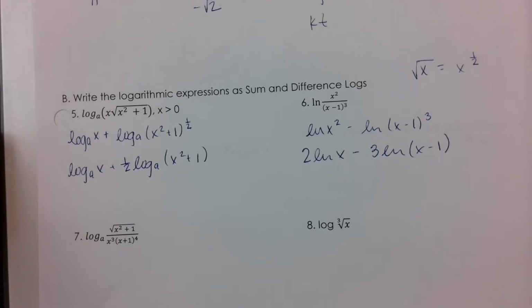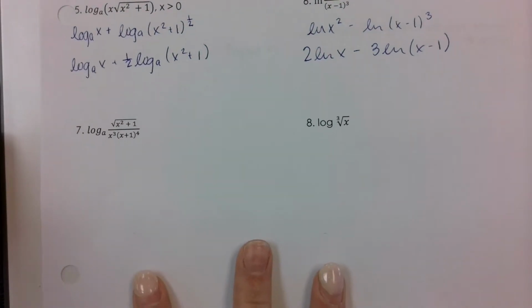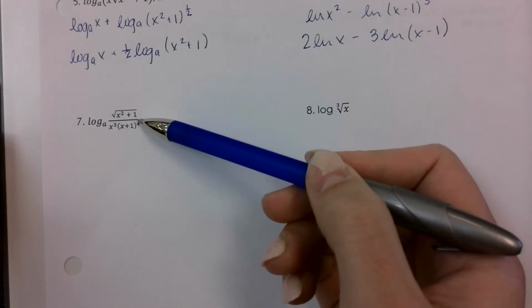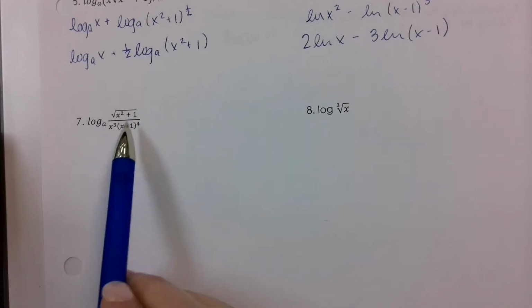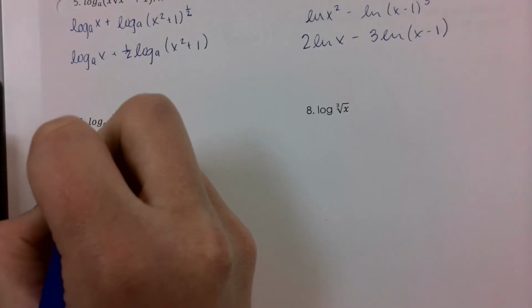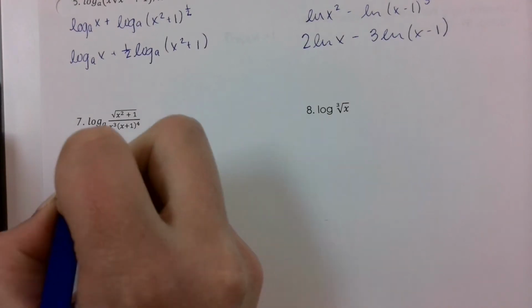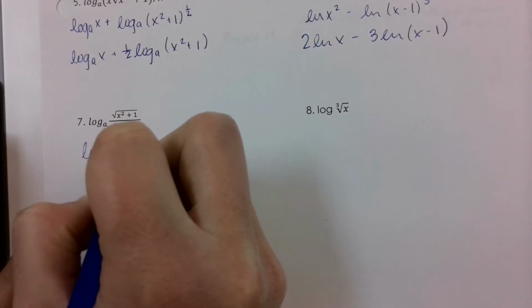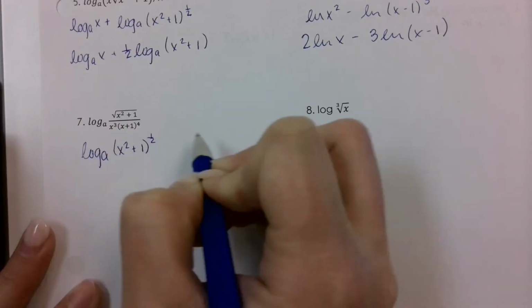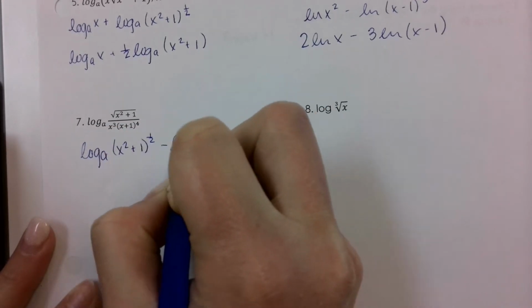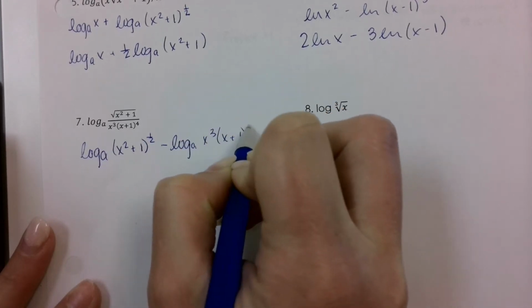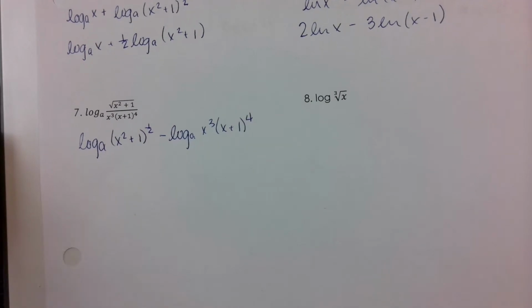Alright, so moving right along to number 7. We have a lot more going on here, but it won't be bad. We're going to go ahead and do the division part first. So we'll do the numerator minus the denominator. I'm going to go ahead and rewrite that square root as the exponent of what? 1/2. So 1/2 minus log base a of x cubed times (x plus 1) to the 4th. Are we okay with that step?